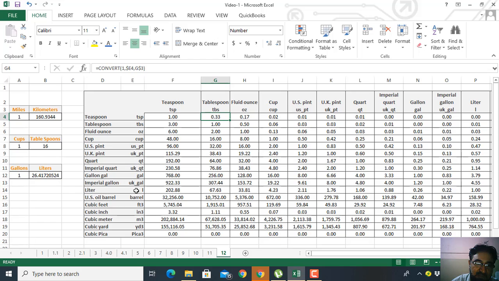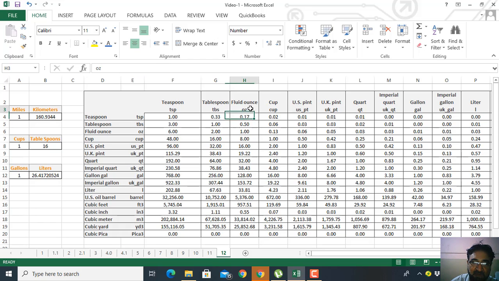Look at this. How many tablespoons will be required for a teaspoon? 0.33 tablespoon. If we convert 1 teaspoon to tablespoon, it will be 0.33. If we convert 1 tablespoon to tablespoon, it will be 1 tablespoon. If we convert 1 ounce to tablespoon, it will be 2 tablespoons. Same if we convert 1 cup to tablespoon, it will be 16 tablespoons. If we convert 1 US pint to tablespoon, it will be 32 tablespoons.